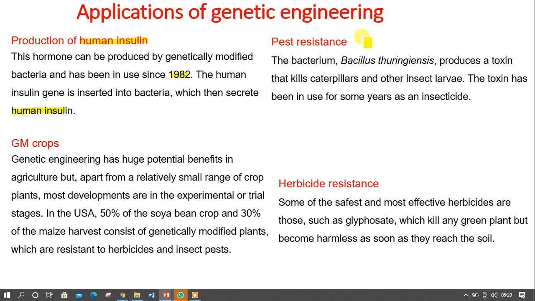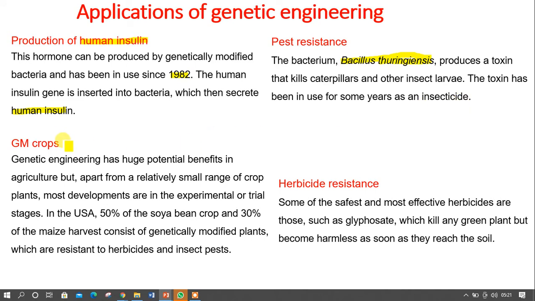In the case of pest resistance, the bacterium called Bacillus thuringiensis, just know it, try and pronounce it, it's quite difficult for me, produces a toxin that kills caterpillars and other insect larvae. Now, this toxin has been used for some years as an insecticide.